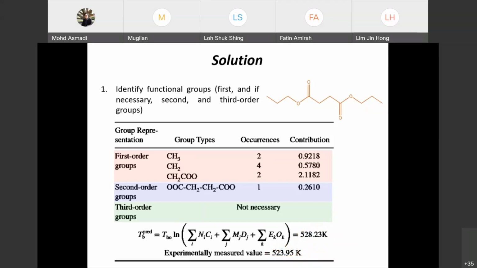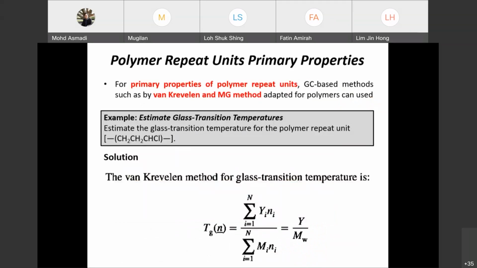Similarly, also for the polymer. If you want to use this one, it is a properties polymer repeating unit, based on the Van Krevelen method, adapted for the polymer to calculate the glass transition temperature. To actually know the glass transition temperature, we can use an instrument like DSC. This is how you predict it.